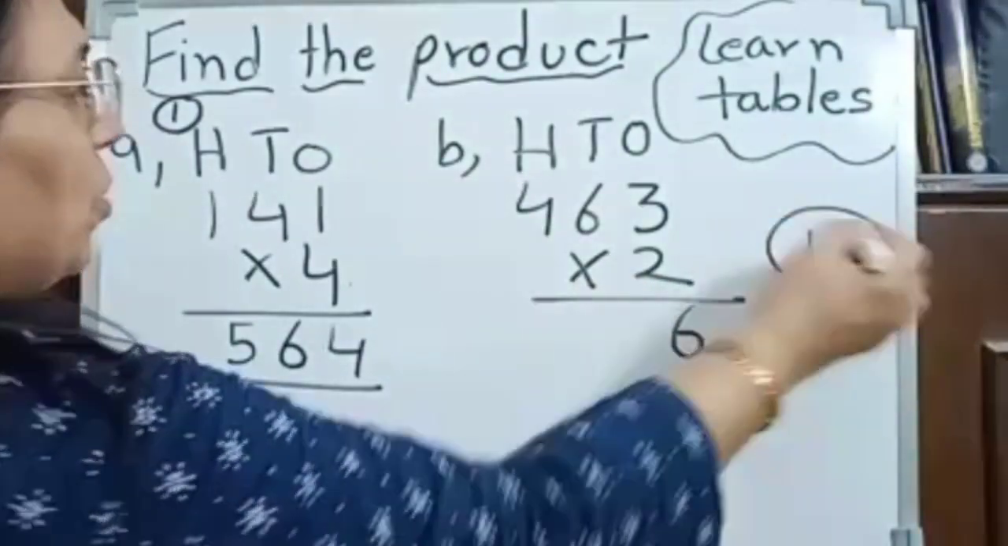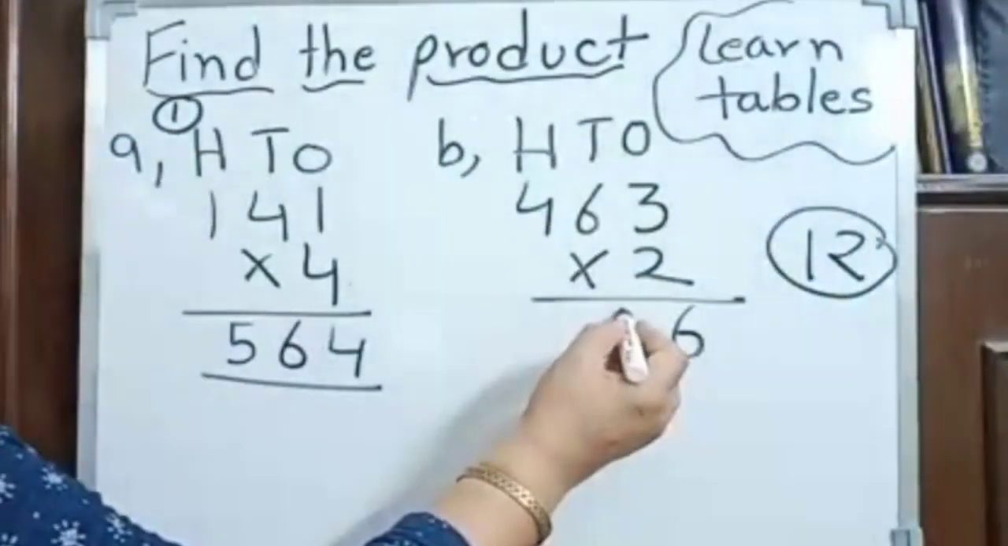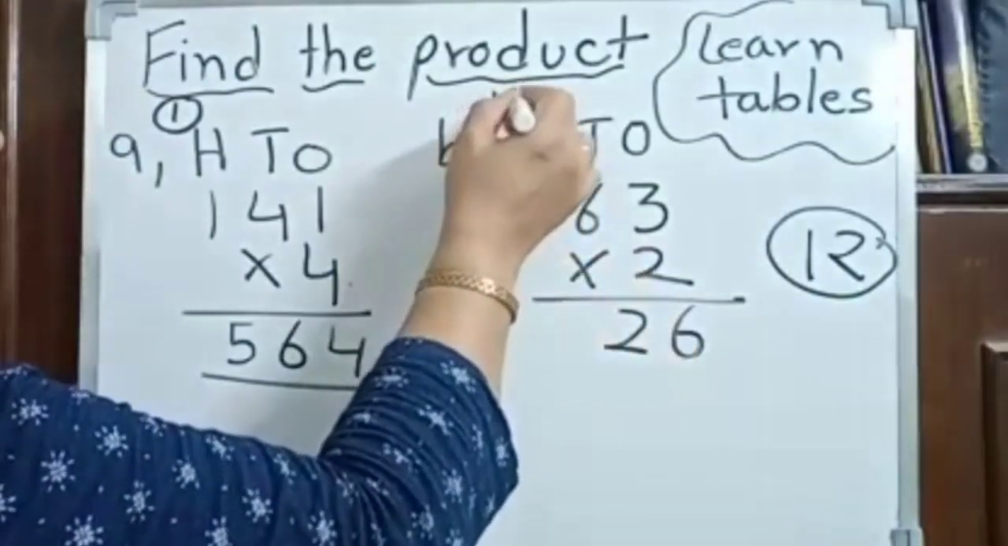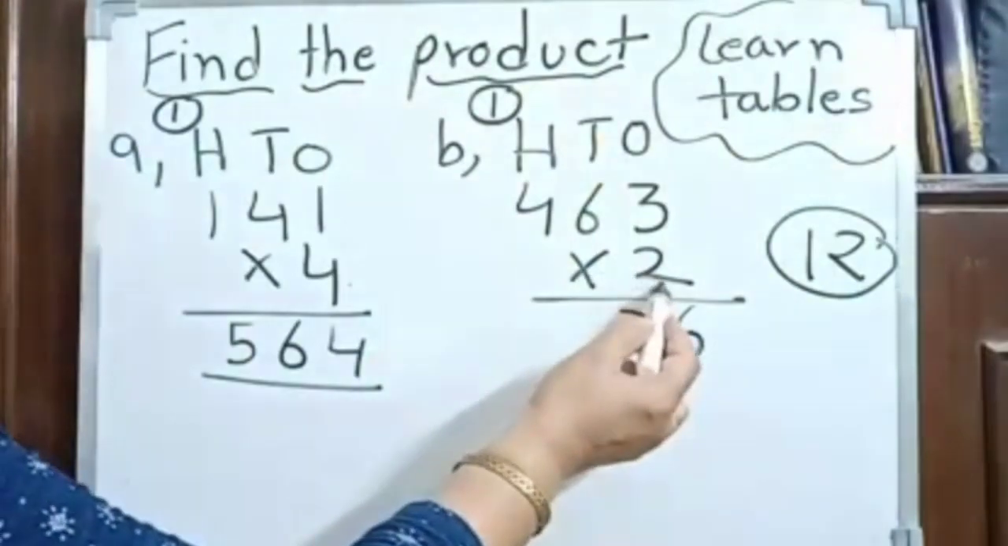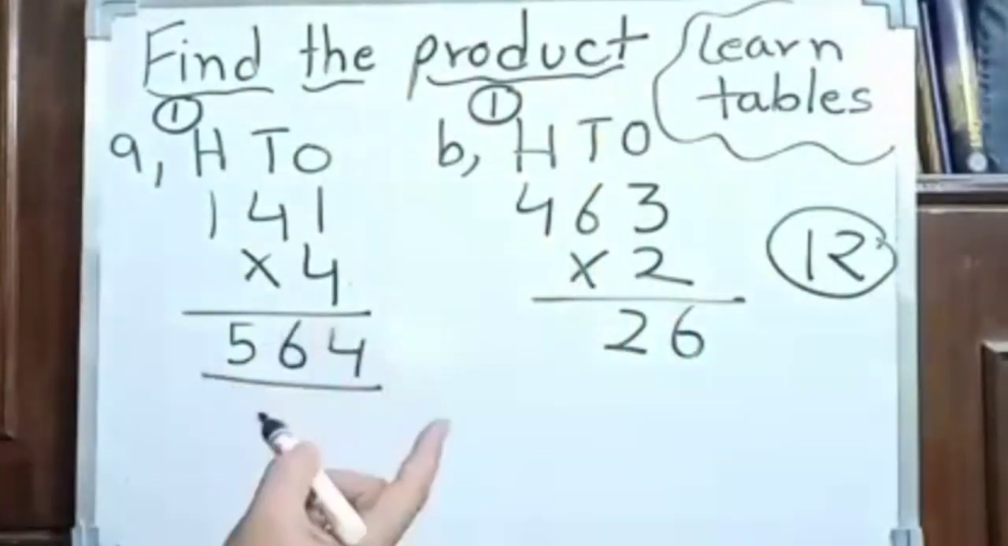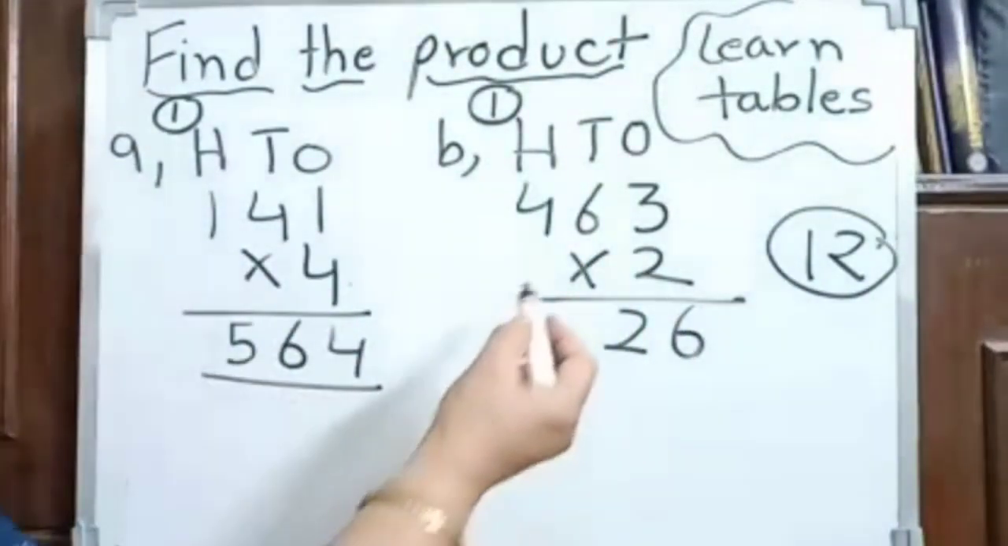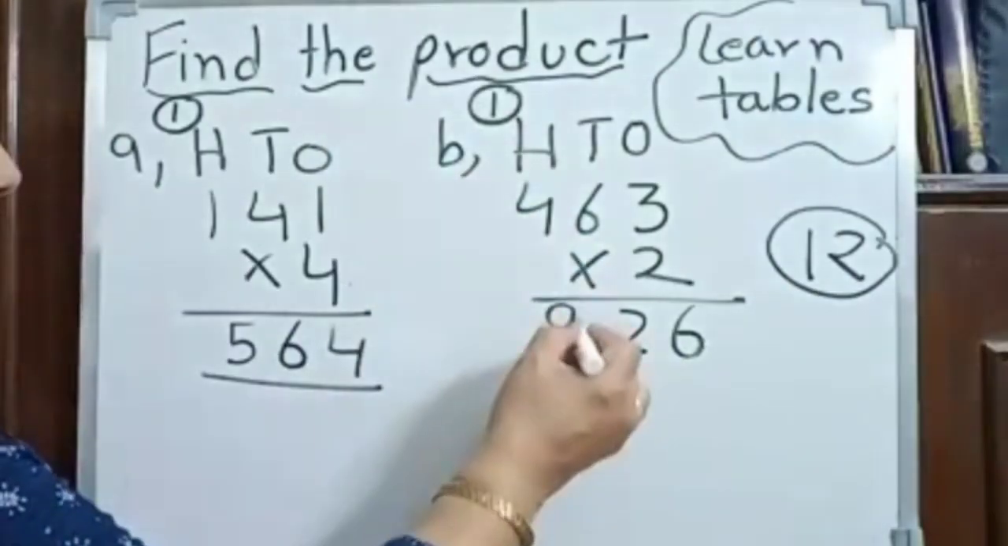Again the number is 2 digits. So 12: 2 is here, 1 carry over. Clear? Now 2 fours are 8. You all know that. 8 plus 1, that is 9.